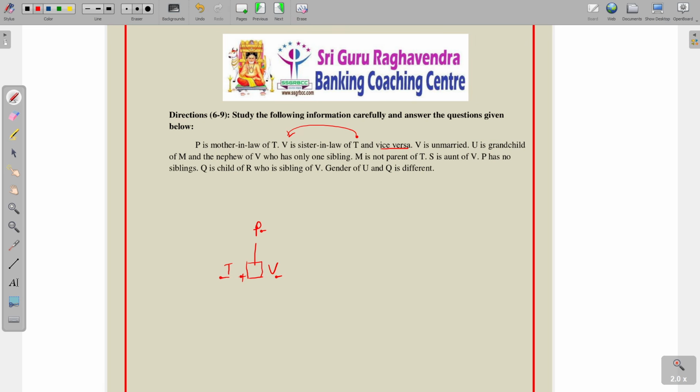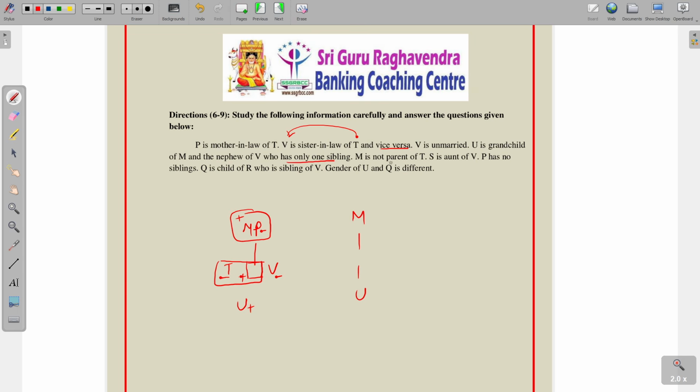Next, V is unmarried. U is the grandchild of M and the nephew of V, who has only one sibling. So V has only one sibling. This person is the brother of V, and U is the grandchild of M. So see V here, these two persons are married persons, and U is the nephew in the sense U is the male candidate and child of these two persons, and also grandchild of M in the sense he is the husband of P. These two are a married couple.